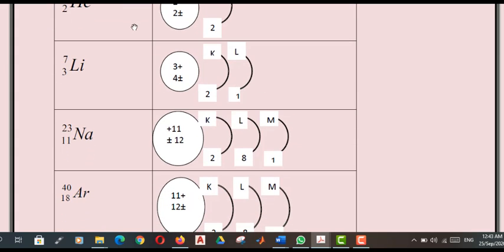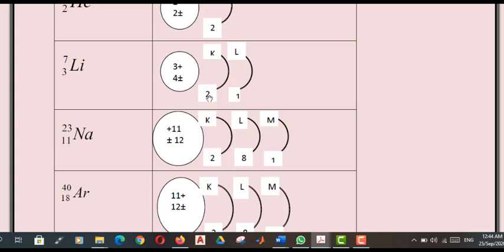Lithium 3,7. We will draw the nucleus as a circle again, and we put the number of protons and the number of neutrons inside. Then we draw the first energy level K. The K energy level only takes 2. It doesn't take more than 2 electrons.